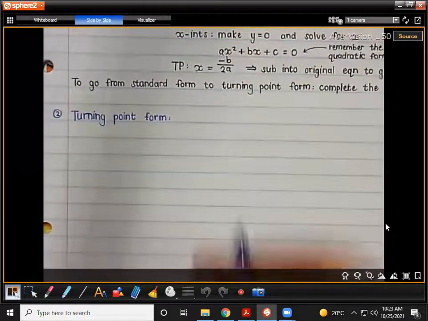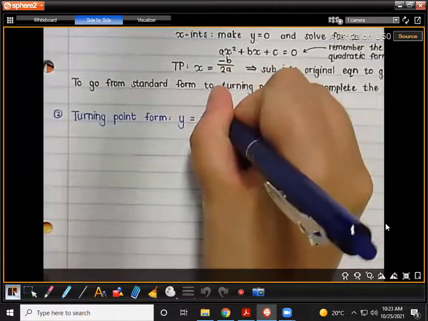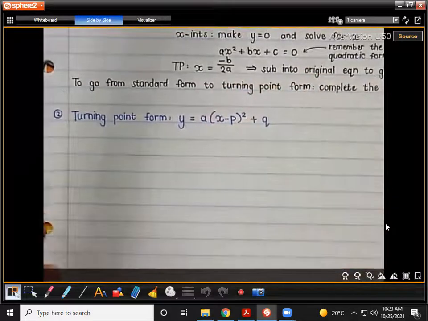Okay, turning point form. Now this form is slightly different. You put the A and then you have your bracket X minus P squared and then you have your plus Q.